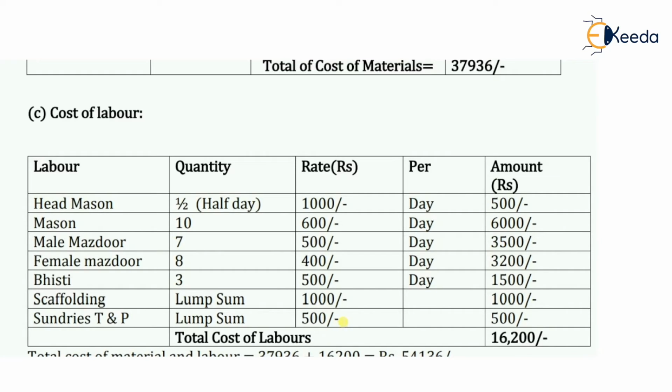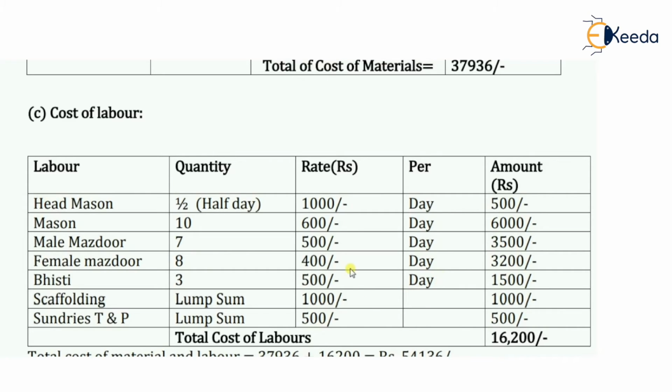So head mason's rate I am taking as 1000 rupees, mason's rate is 600 rupees, male mazdoor 500 rupees, female mazdoor 400 rupees, bisti 500 rupees, scaffolding lump sum amount, and sundries also 500 rupees lump sum amount. So after the multiplication of quantity by its rate, we will get the total amount required for the various labors. For example, for head mason it is for half day, so half into 1000 will be 500. For mason 10 quantity is there, so 10 into 600 will be 6000 rupees. Similarly, you can calculate the other amounts.